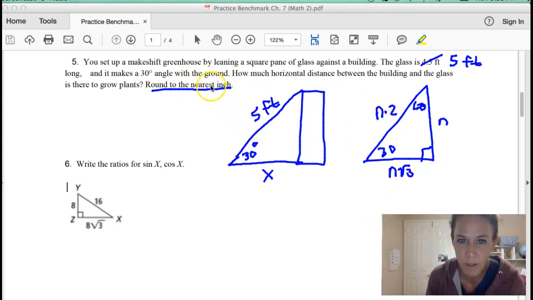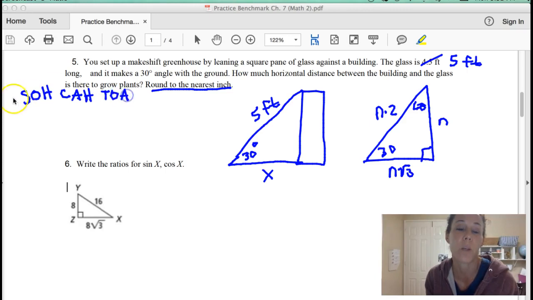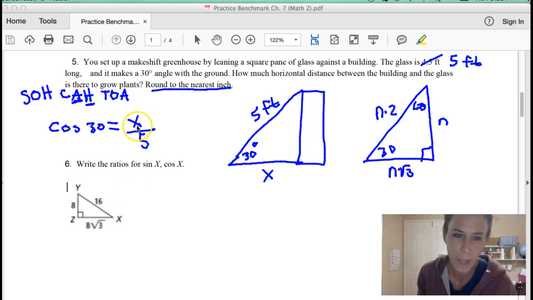Or here, since I'm going to round to the nearest inch, I'm going to use my sine, cosine, or tangent ratios. Since I have 30 degrees and I have the side next to it, the adjacent side, I have adjacent and hypotenuse. So with SOHCAHTOA, S-O-H, C-A-H, T-O-A, this helps me pick which ratio I should use. Since I have adjacent and hypotenuse, I'm going to use cosine. So cosine of 30 degrees equals my adjacent, x, over my hypotenuse, 5. And then I solve for x.